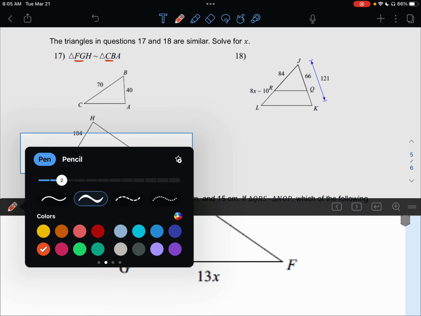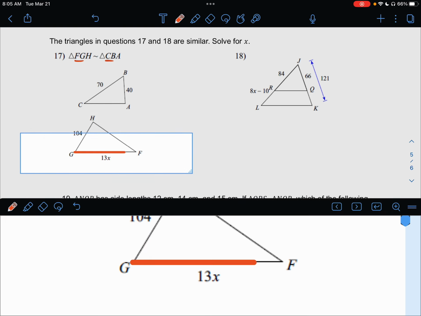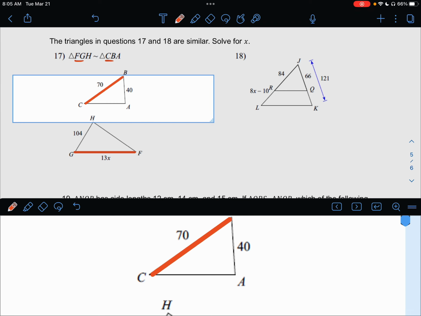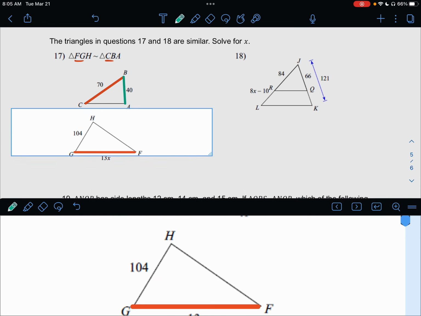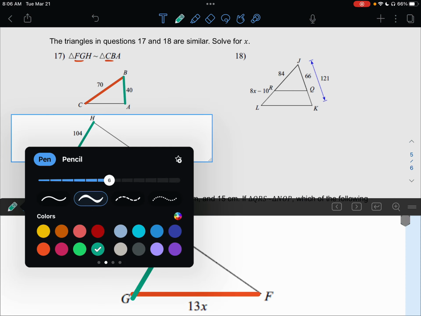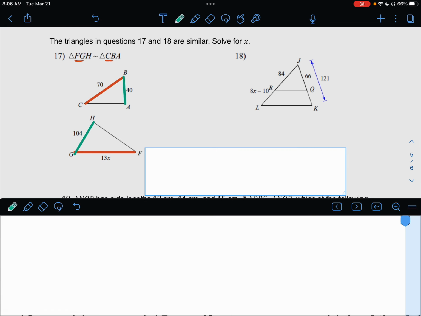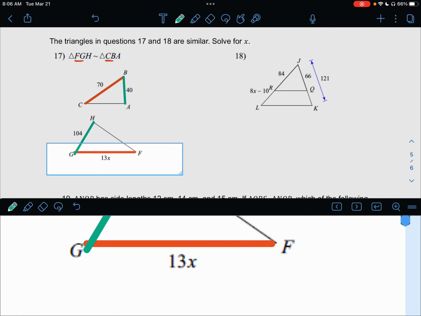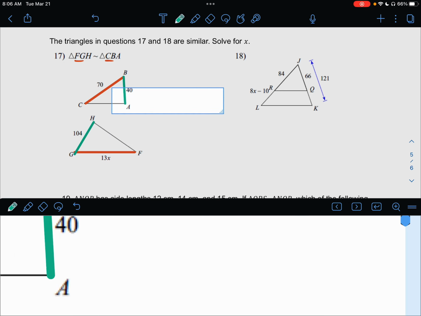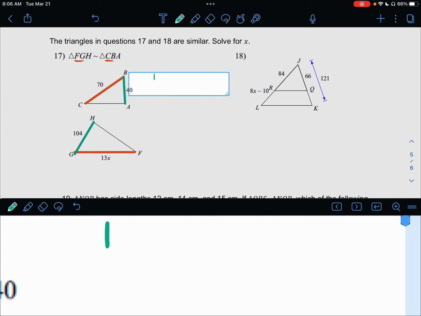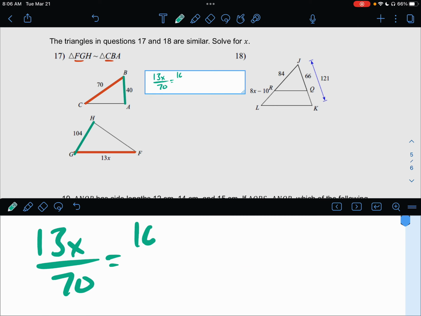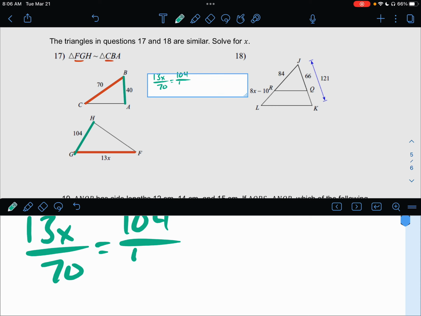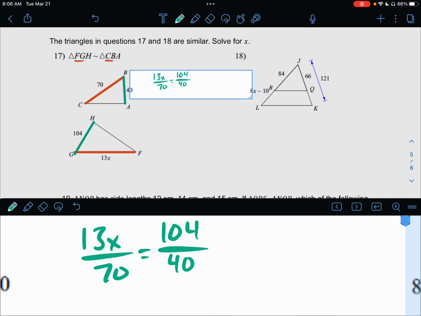It does help for some people to just color code it and color in the sides, like I was doing in the notes that one day. So we can see that these two sides are going to be similar. And then the other sides, the 40 and the 104, are going to match up. But when we're doing this, just make sure that we have the same triangles in the top or the bottom. So if I put the 13x in the top, I have to put the 104 in the top as well. So the 13x is going to match up with the 70. So I can say 13x over 70 equals, and again, since the 13x is going in the top, the 104 has to go in the top as well. And the 40 would go in the bottom. The 70 and the 40 are from the same triangle, so they would go in the bottom together.